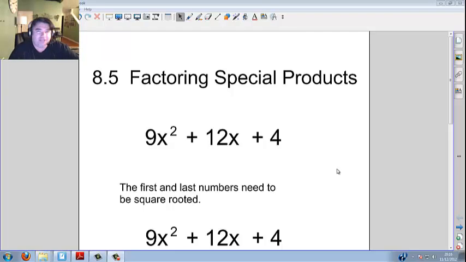Today, 8-5, factoring special products. Why it's more exciting than magic sand.